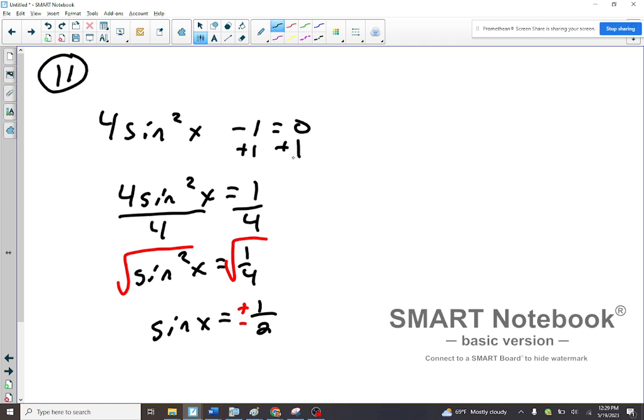So that would have to be... So sine that causes a half. What value of sine causes a half? 30 degrees. Sine is 30 degrees. 30 degrees will cause sine to be a half. Cosine would be 60 degrees.